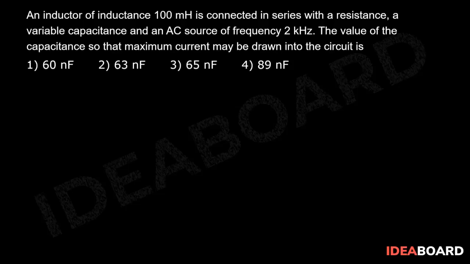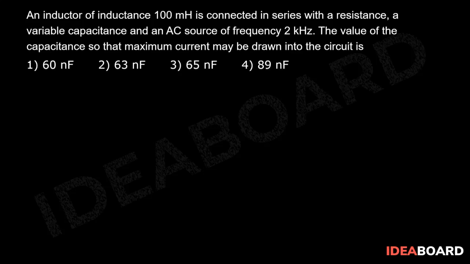An inductor of inductance 100 millihenry is connected in series with a resistance, a variable capacitance and an AC source of frequency 2 kHz. The value of the capacitance so that maximum current may be drawn into the circuit is.